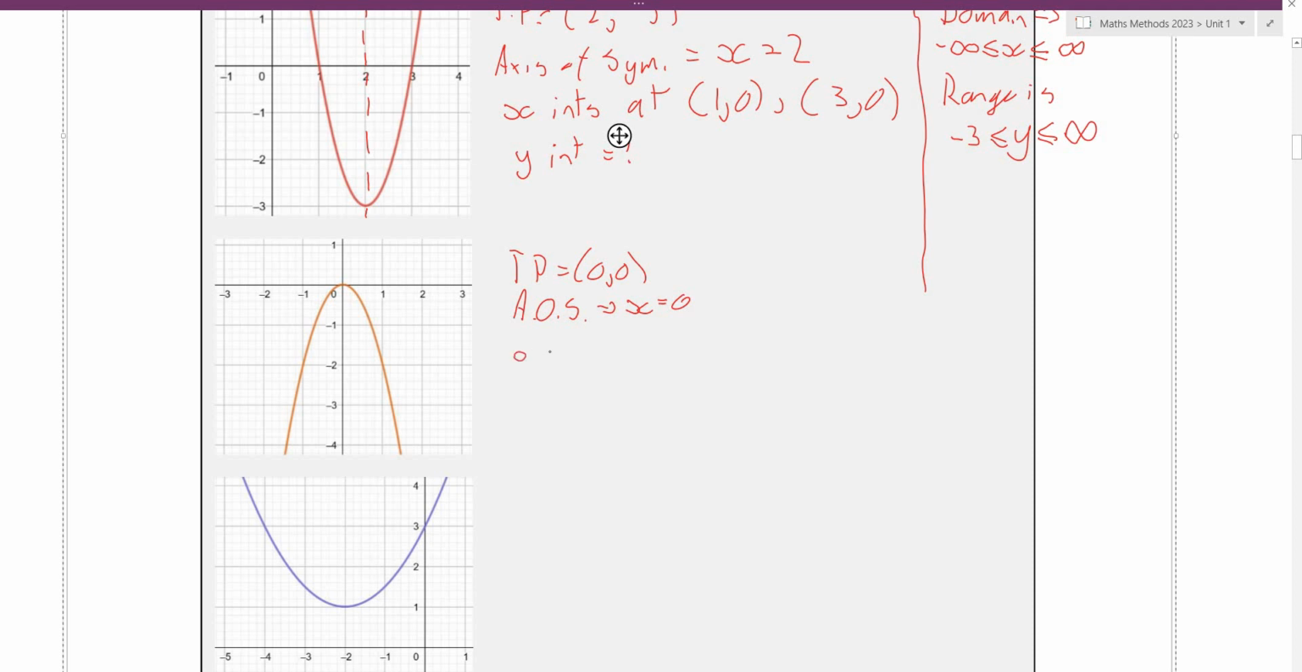Do I have x-intercepts? Yeah, it'll be x-intercept at 0, 0. Same as the turning point. In this case, the turning point is the x-intercept. The domain would be the same. The range would be different, though. Yeah, it was just because it wasn't on the previous graph. We couldn't see it.